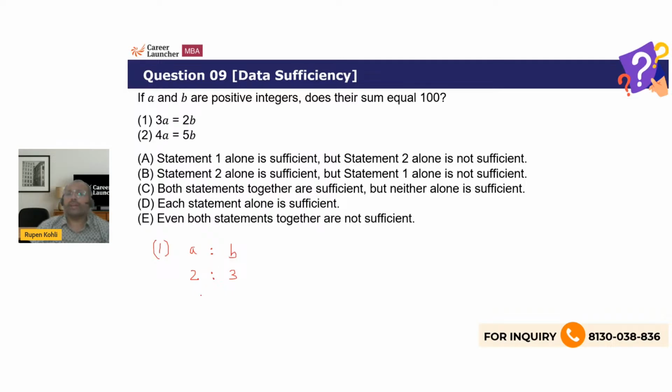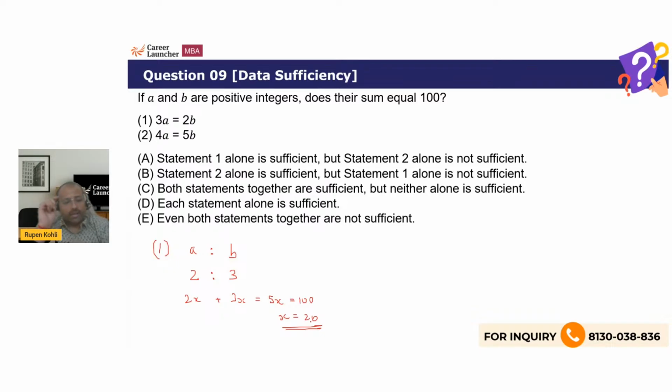Well, yes, quite so, because if this is 2x and this is 3x, then 2x plus 3x, which is 5x, equals 100. So x equals 20, which means a and b are indeed positive integers. They are simply 40 and 60. So does a and b add up to 100? It is possible, but not necessarily so. We are not sure if their sum is 100 or not. It could be, it could not be. So statement 1 is not sufficient to answer the question.